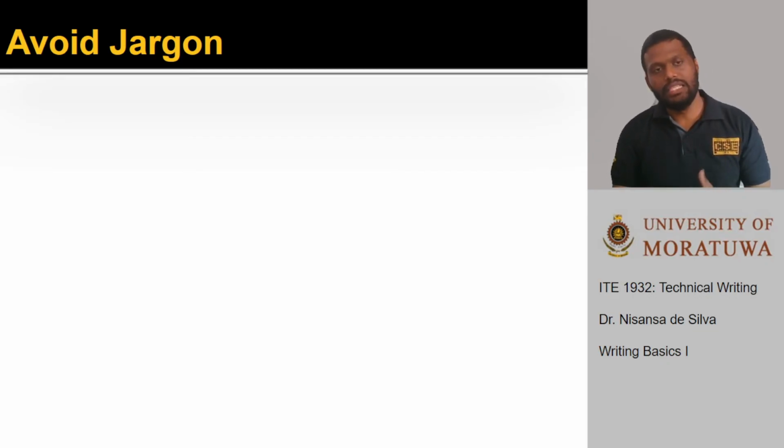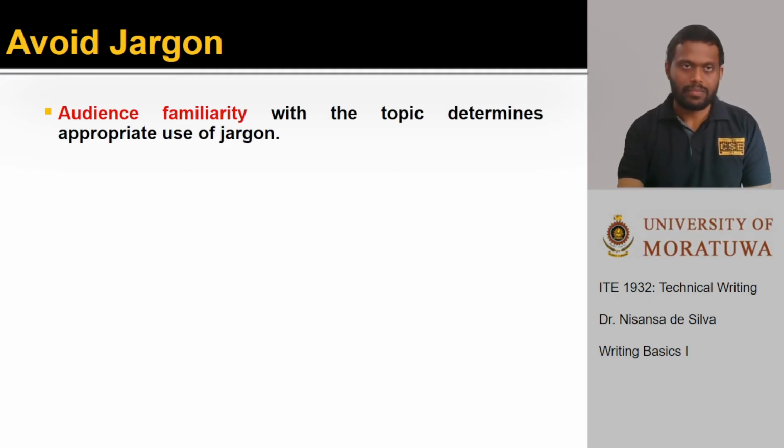So using jargon would be okay if you are only talking with people who are your peers, who are in your own circle of influence or your domain. But when you are communicating outside, you should always avoid jargon. Audience familiarity with the topic determines the appropriate use of jargon, as I mentioned earlier.